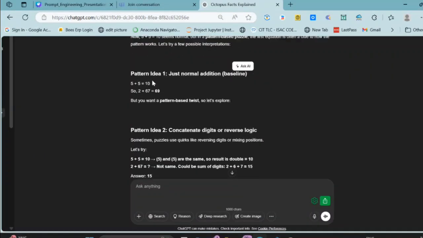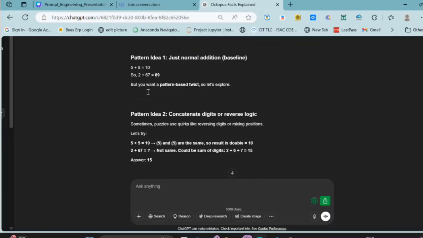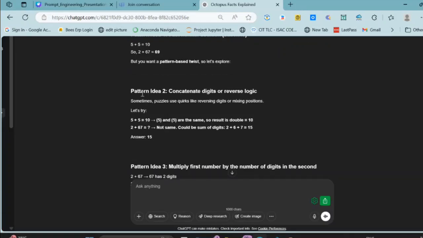In pattern one, we already provided one simple example, which is 5 plus 5 equals 10. In the same way, it recognizes the pattern from the example which was provided by us, by the human. In the same way, it provided the answer 69. Okay, in pattern two, it concatenates digits or reverses the logic.